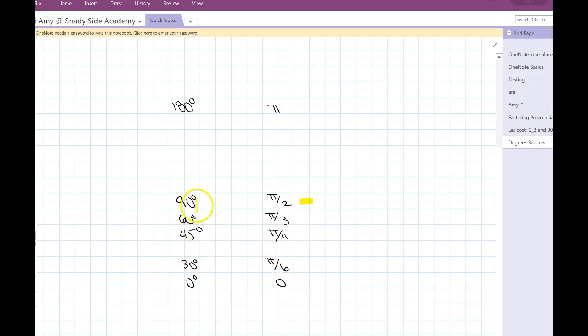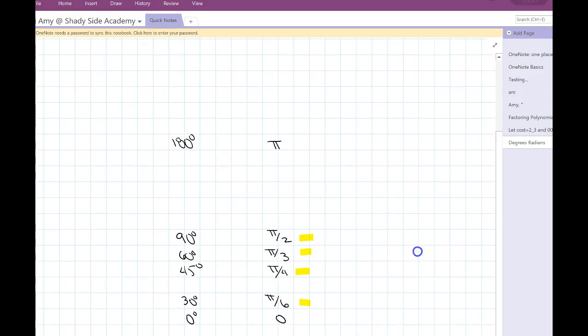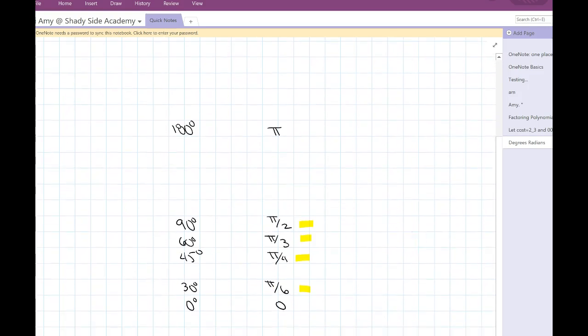Well, if 30 is 1/3 of 90, 1/3 of pi over 2 would be pi over 6, okay? Half of pi over 2 would be pi over 4, which is 45 degrees. And then 60 is just 2 of 30 degrees, or 2 pi over 6, or just pi over 3. And you may have observed this already, but as you keep going up here and filling in the rest of the table, maybe you'll see something happening.